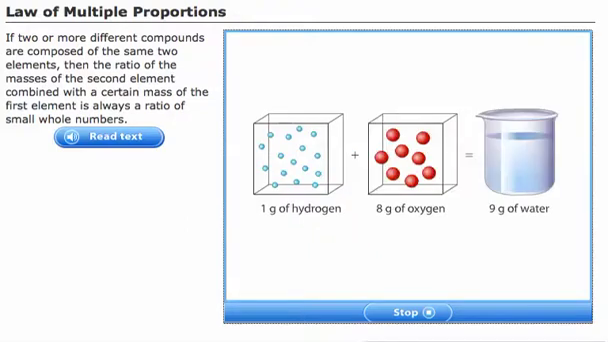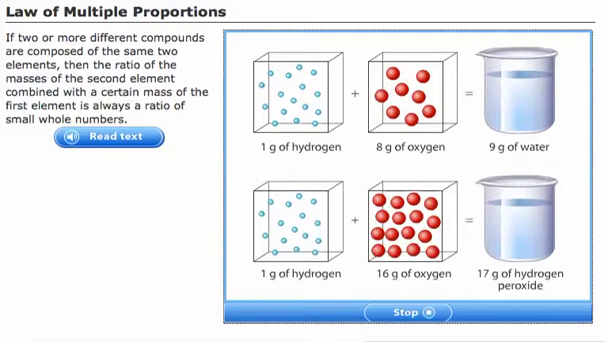A 9-gram sample of water results from the reaction of 1 gram of hydrogen gas with 8 grams of oxygen gas. A 17-gram sample of hydrogen peroxide results from the reaction of 1 gram of hydrogen gas with 16 grams of oxygen gas. We note that the amount of hydrogen in both samples is the same.